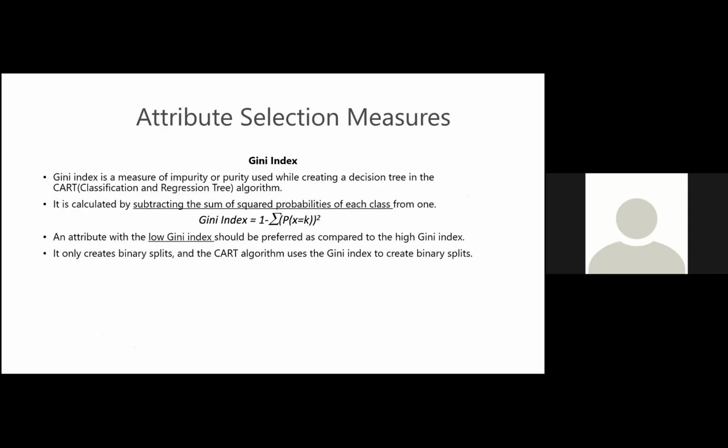The second technique that we use for attribute selection is called the Gini index, which subtracts the sum of squared probability of each class from one. The main intention while selecting the right attribute is to have a low Gini index when compared to a high Gini index.